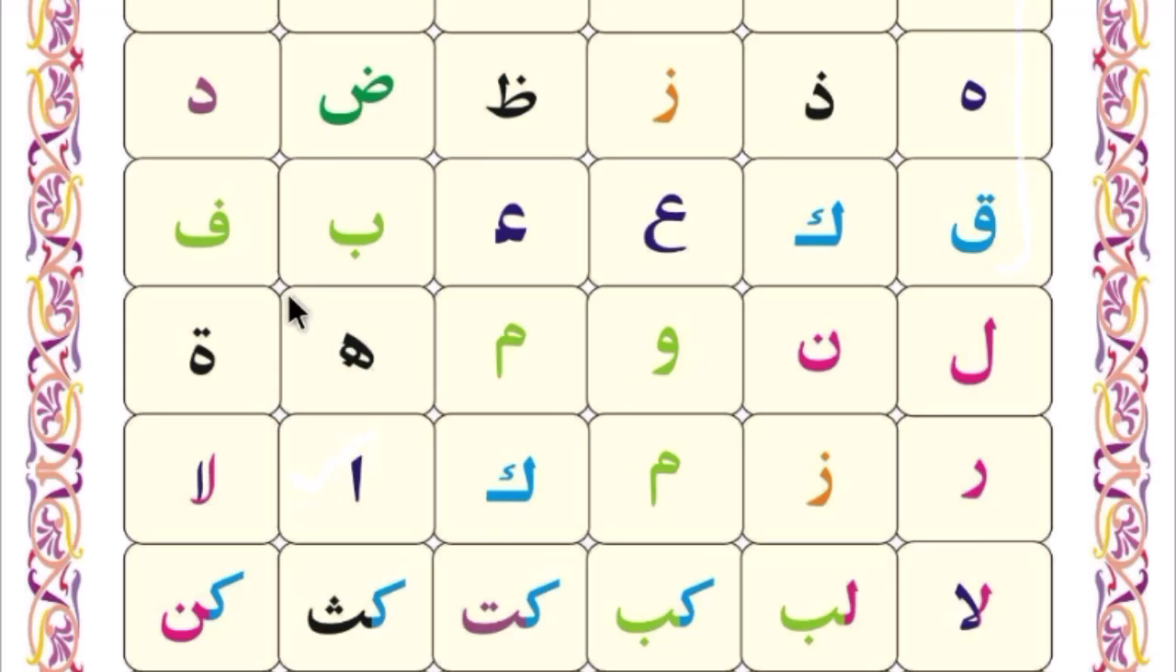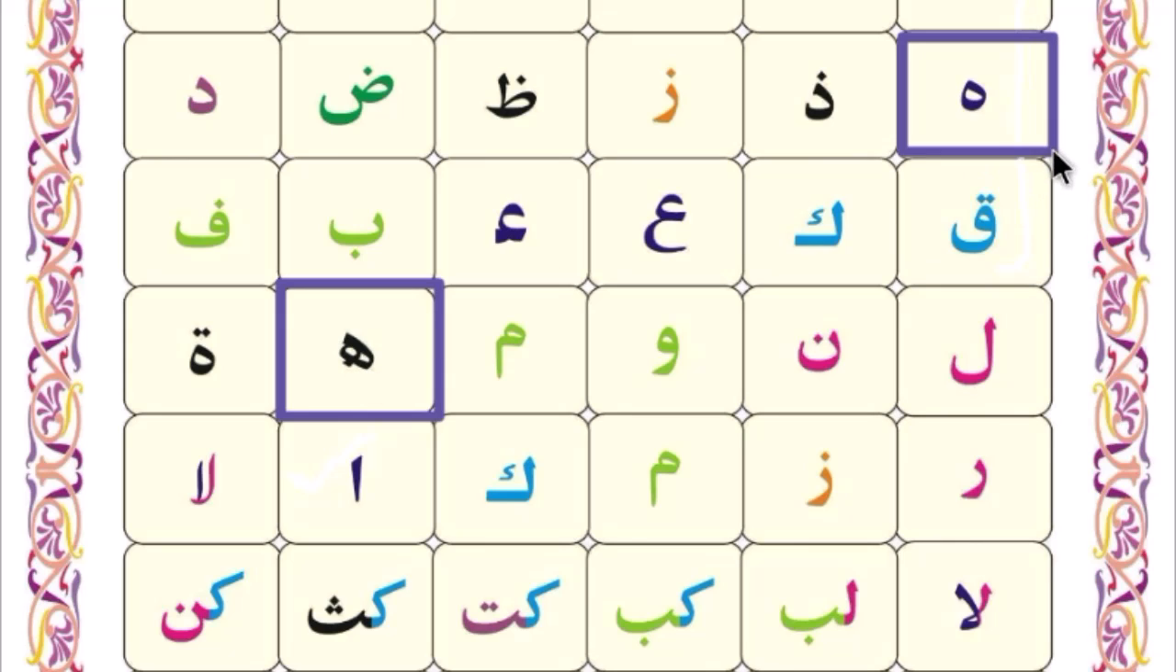And this Ha, we also call it the eyes Ha. It looks like eyes. And this is the circle Ha. They are the same. Ha and Ha, pronouncing from the same origin. So they will be same.